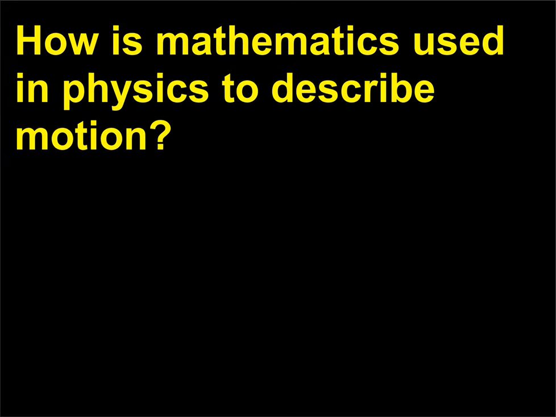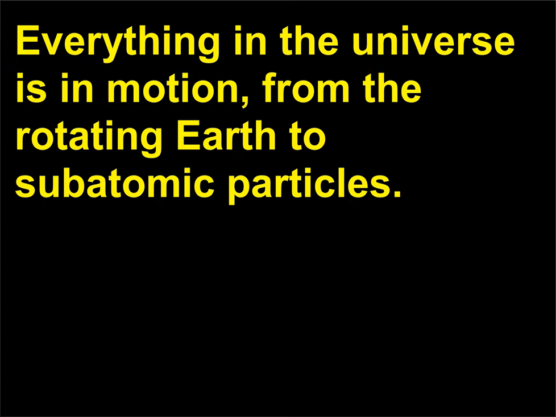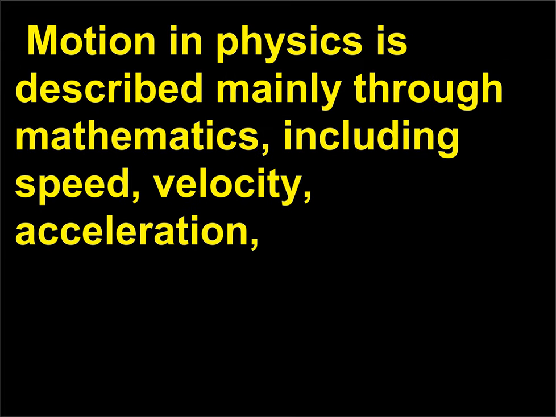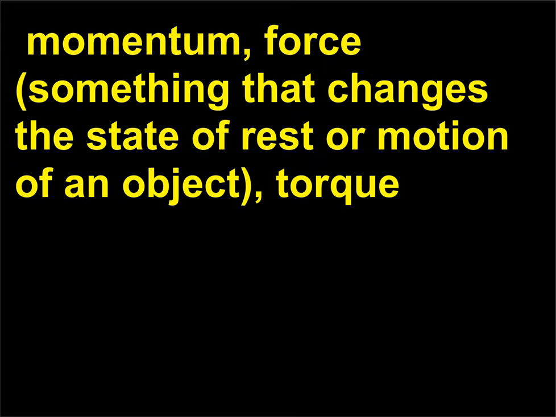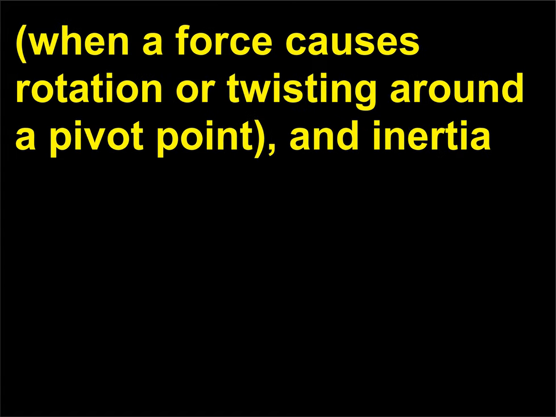How is mathematics used in physics to describe motion? Everything in the universe is in motion, from the rotating Earth to subatomic particles. Motion in physics is described mainly through mathematics, including speed, velocity, acceleration, momentum, force (something that changes the state of rest or motion of an object), torque (when a force causes rotation or twisting around a pivot point), and inertia.